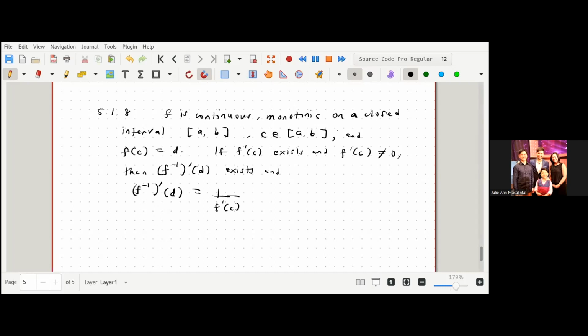So, yan yung statement. Teka, screenshot ko lang. I'll send ko.